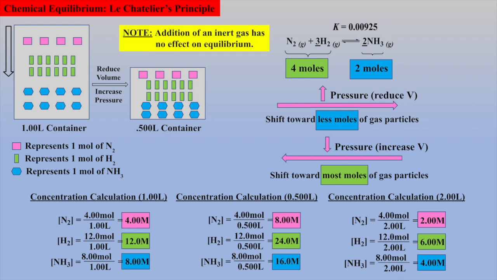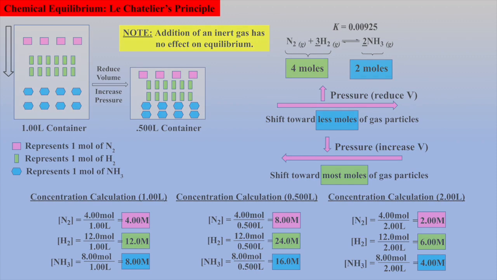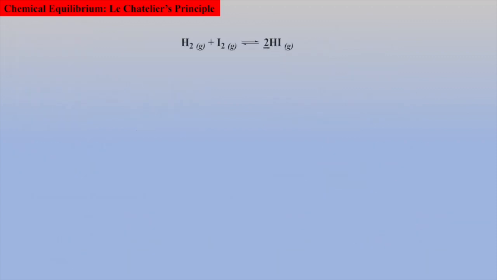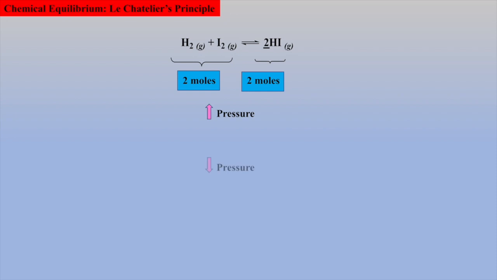It is also worth noting that if an inert gas is added, there will be no shift in equilibrium. In this example, hydroiodic acid has the same number of moles on both sides of the equilibrium. Thus, if the pressure is increased or decreased, the equilibrium will not shift.